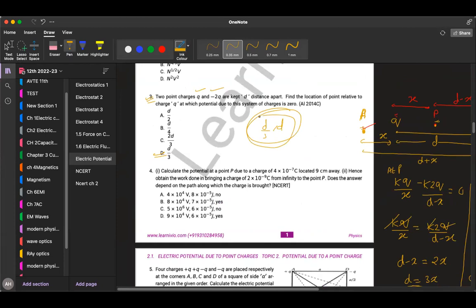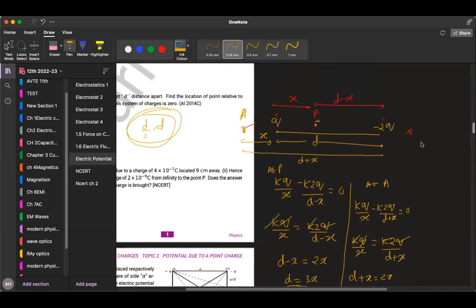I'm giving you a hint to check. See, there's one trick. Potential will be 0 near the smaller charge always. So out of Q and minus 2Q, Q is the smaller charge. So potential will be 0 near Q, not near minus 2Q. That's why I didn't even check there. If you try to check here, you will get X to be negative. And X is separation. Separation can't be negative. So I'm repeating again. Potential will be 0 near the smaller charge. That's it.